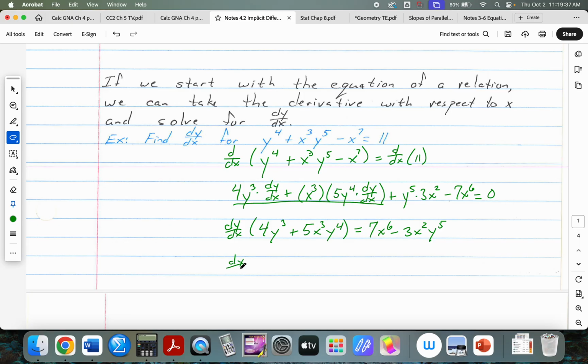And then we'll simply divide. Dy dx will be 7x to the sixth minus 3x squared y to the fifth over 4y cubed plus 5x cubed y to the fourth.